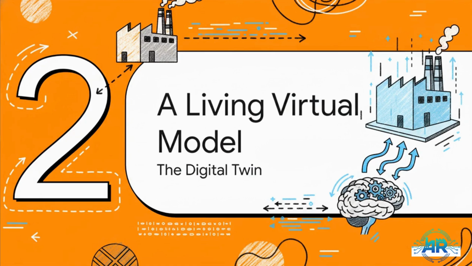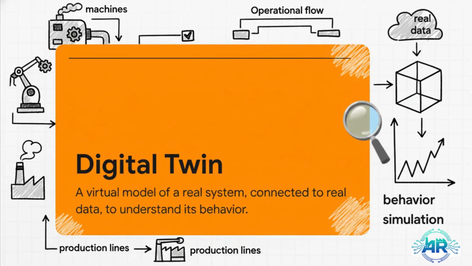So the answer, well, it lies in creating a living, breathing, virtual model of your factory. It's a place where you can experiment as much as you want without any real-world consequences. This amazing concept is what we call the digital twin. So what is it exactly?